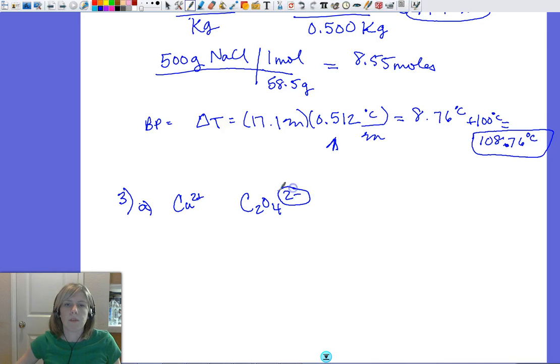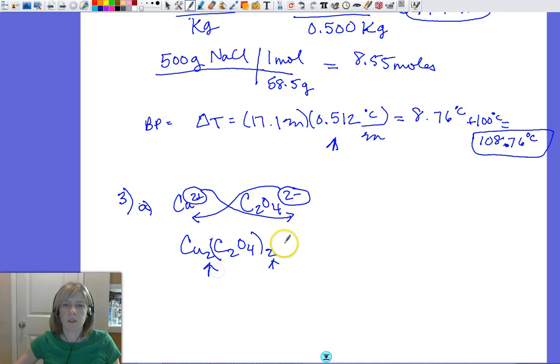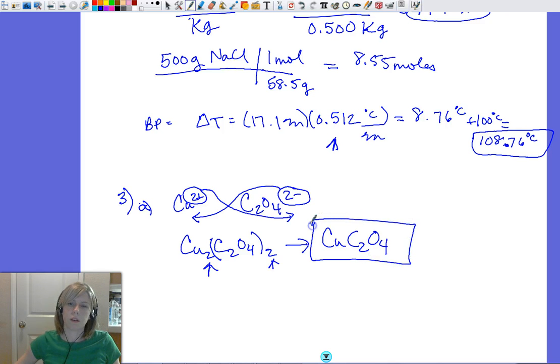So remember, when we write the formulas, we can cross charges, and that's going to give us Cu2, C2O4, 2, and since these are both 2, we can reduce this to CuC2O4. So this would be the formula for cupric oxalate.